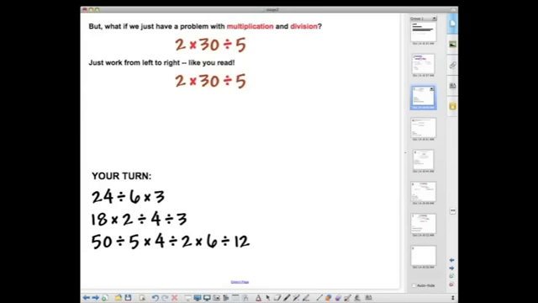As we go, if we have a problem with just multiplication and division, we're still going to use that left to right rule. Just like you read, you're going to solve from left to right. So the first example says 2 times 30 is 60. And then we're going to divide by 5. 60 divided by 5 is 12.